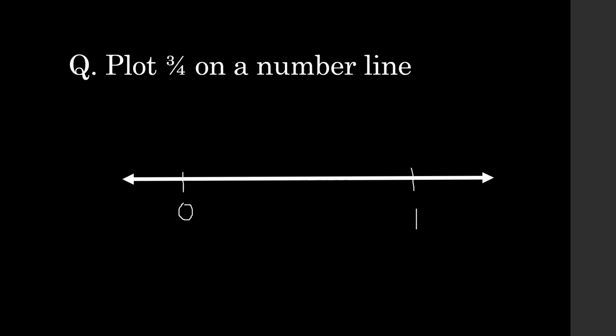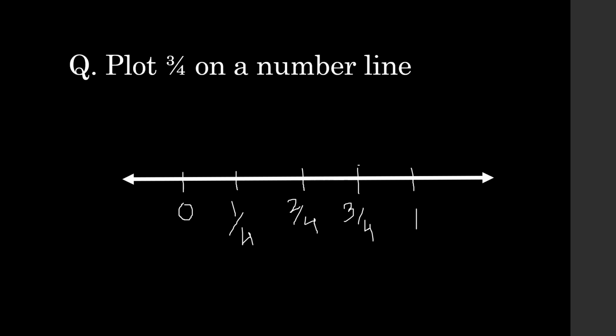After 0, we'll break the number line into 4 parts till 1. We have to break it equally. So after 0, this is my first part, second part, third part, and the fourth part I have already plotted. It's 1. So if you can see, it is 0, 1 by 4, 2 by 4, 3 by 4, and the last one is 4 by 4, which we can write as 1. So this is how you plot 3 by 4.